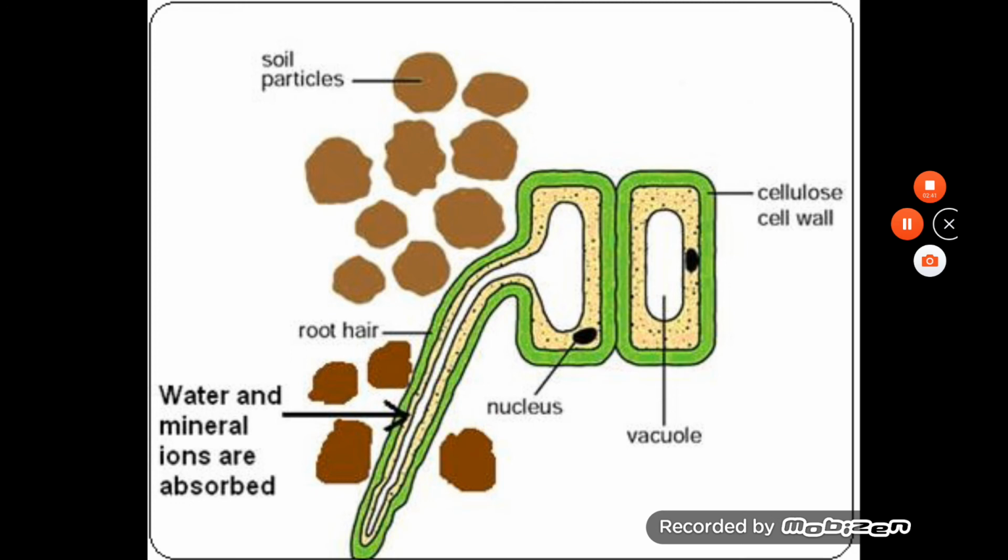And because it's absorbing, it will have a high surface area, as I discussed, and therefore that's the shape of it. Those root hair cells will absorb water and minerals, which will go into the xylem and go up to the leaves.